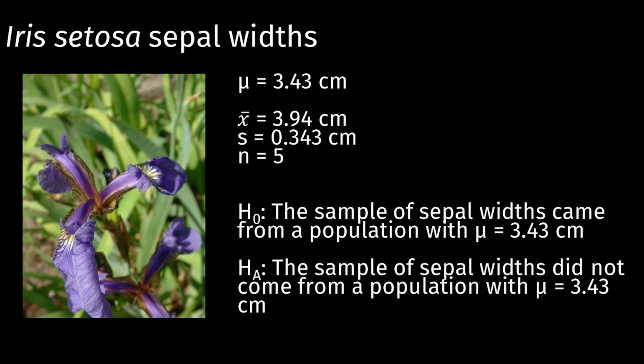For our iris sepal width data from the previous video, recall that mu equals 3.43 centimeters, x bar equals 3.94 centimeters, s equals 0.343, and n equals 5. So the null hypothesis for a one-sample t-test would be the sample of sepal widths came from a population with mu 3.43 centimeters. And the alternative hypothesis is that the sample of sepal widths did not come from a population with mu equals 3.43 centimeters.